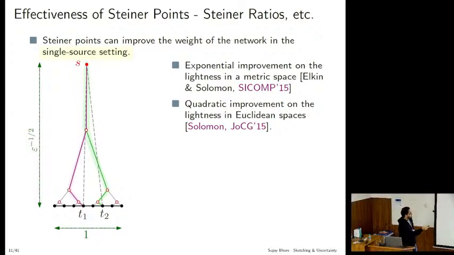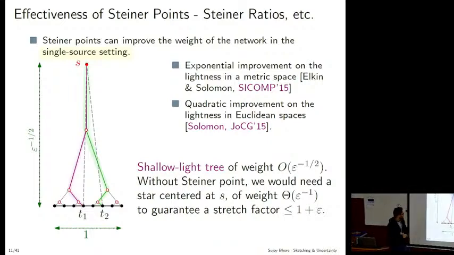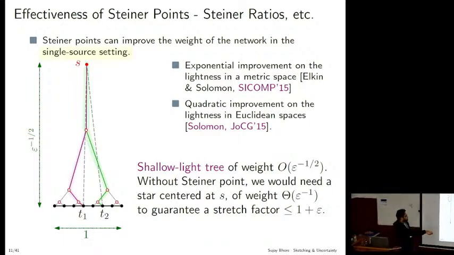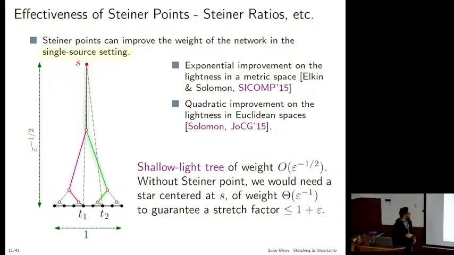So there is an exponential improvement on the lightness in a metric space by Elkin and Solomon, and especially a quadratic improvement in the Euclidean space. This was shown by Solomon. This is called the shallow light trees. So as you can see, to come back to Andy's question, in the single source setting, if you do not use any Steiner points, then the weight is 1 over epsilon. But if you use Steiner points, then it is epsilon to the minus half. Then for some regime of epsilon, this can have a big influence.